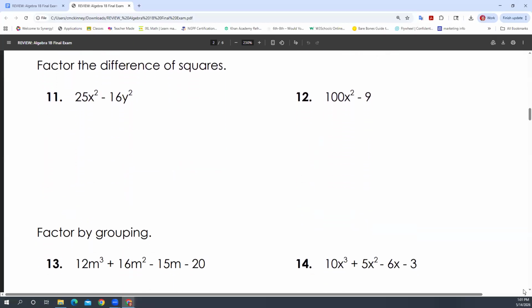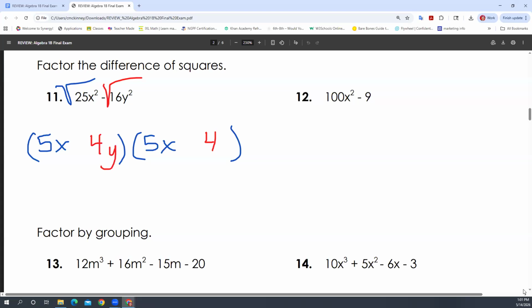Okay, and we got a nice hint here that these are difference of squares. We also know they're difference of squares because they have 2 parts. They are both perfect squares, and there is a minus in the middle. So 2 sets of parentheses, and then we're doing the square root. So the square root of 25x squared would be 5 and x. They each get a 5x. Then we're going to do the square root of 16y squared. So the square root of 16 is 4, but it also has y squared, so they each get a y.